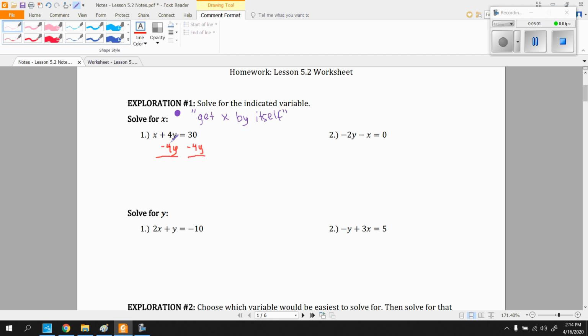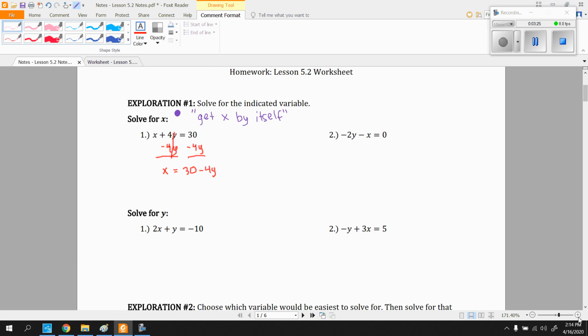That leaves us with the x all by itself over here, which was our goal. And then on the right side, we just have to be careful. Most of us have no issue with this, but remember, I can't combine these and make this 26y. They're not like terms. So however you write it, you could write this as 30 minus 4y, I think would be okay.